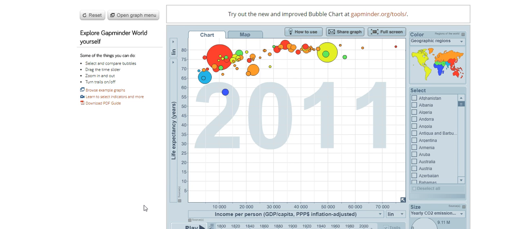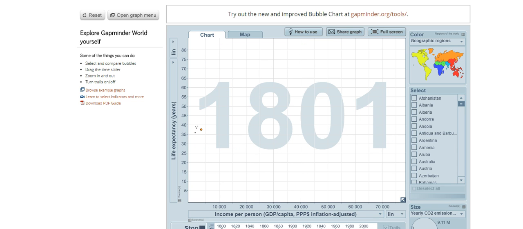We can play it again. I'll go back a little bit further. Depending on the things that you pick, the data will go back a long way or not. Sometimes it goes back to the 50s. In this case, it goes back all the way to 1800. But if I go back that far, there'll be like two dots because most countries weren't keeping data back then. But apparently a few were.